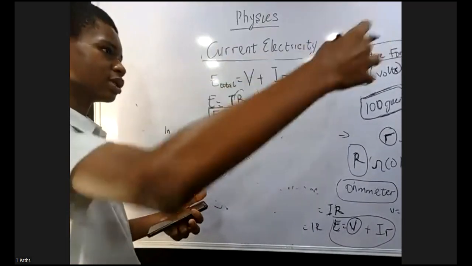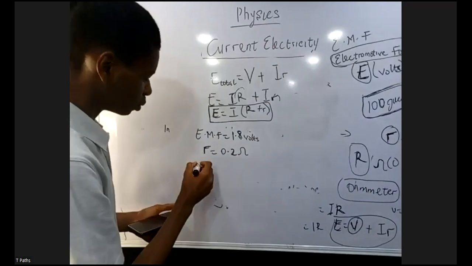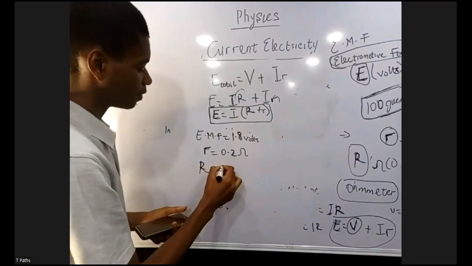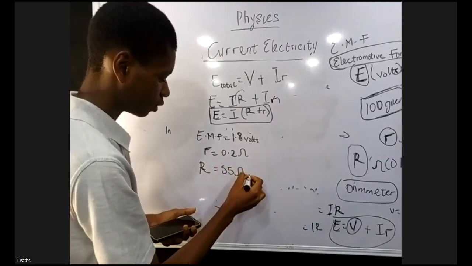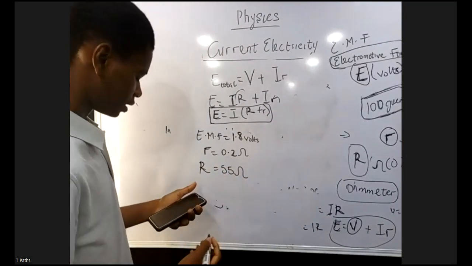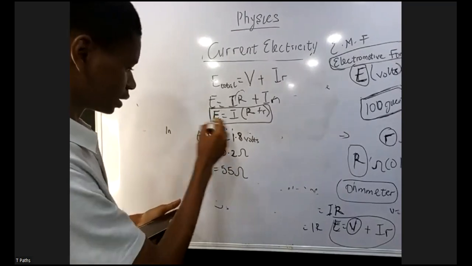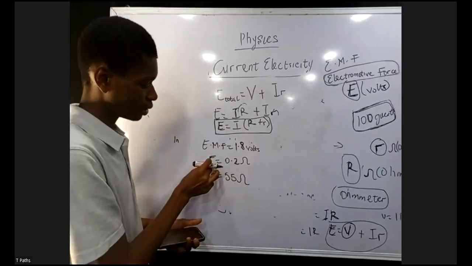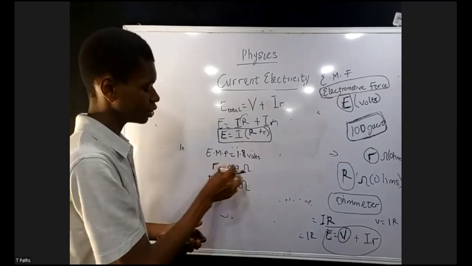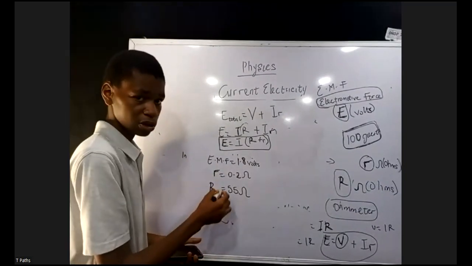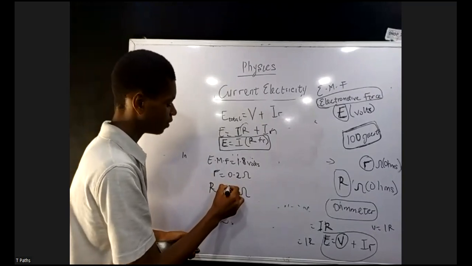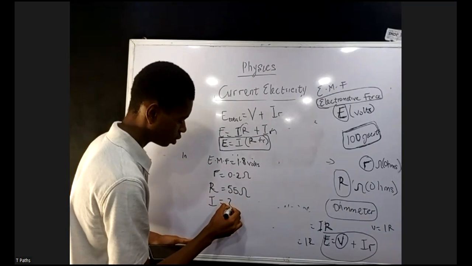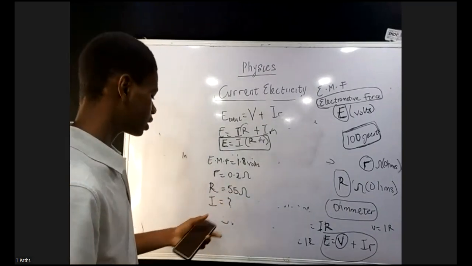So it's connected to the resistor. So that resistor is connected to, we will have an external resistance, that's capital letter R, of 55 ohms. Find or calculate the current flowing through the circuit. So now the EMF of my cell is 1.8 volts. The internal resistance of the cell is 0.2 ohms. And then it is connected to a resistor of resistance 55 ohms. Now I'm to find the current passing through the circuit.